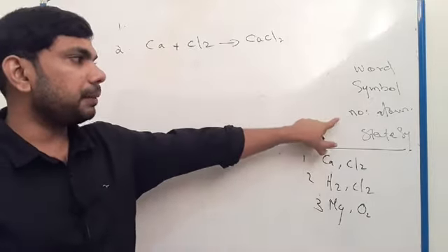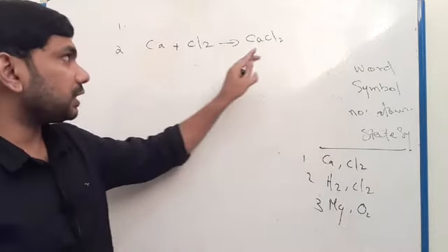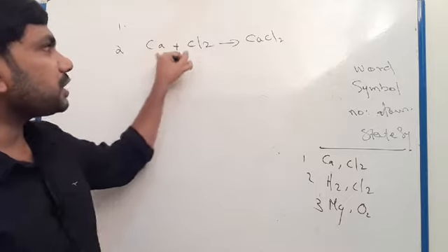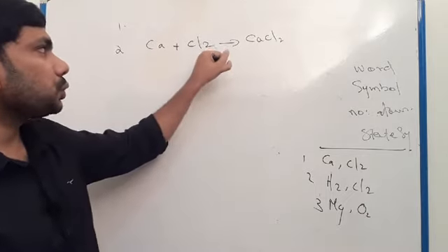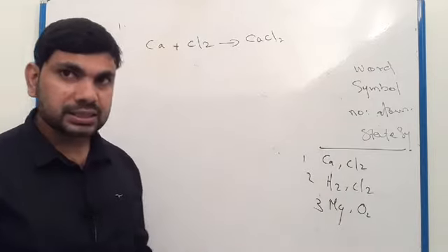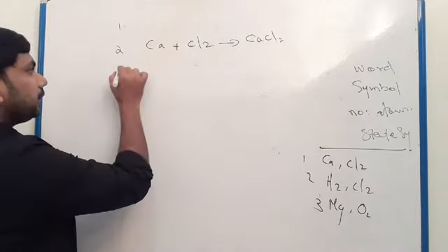Third step here, balance the number of atoms. Check here whether the number of atoms is balanced or not. Here one calcium, here one calcium, two chlorine, two chlorine. So here the number of atoms are balanced. Okay, so here we did the third step.